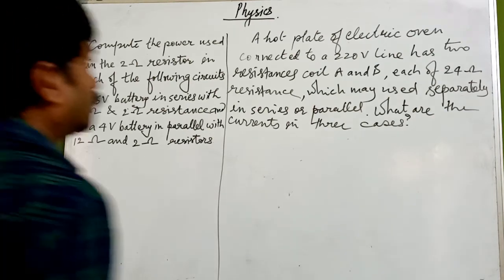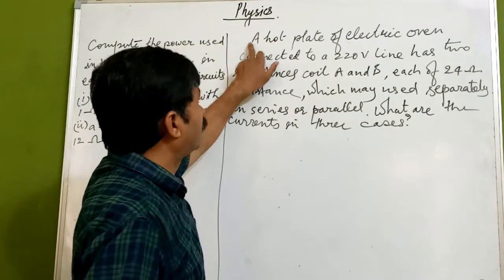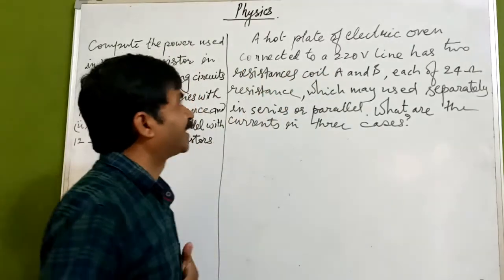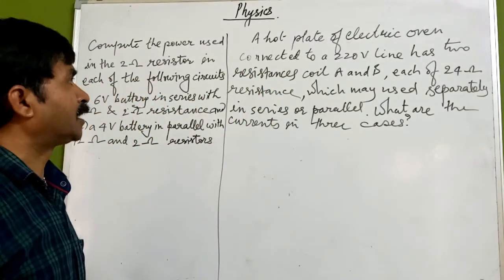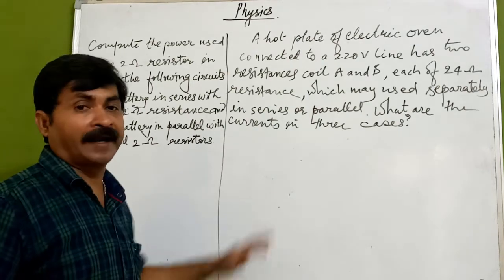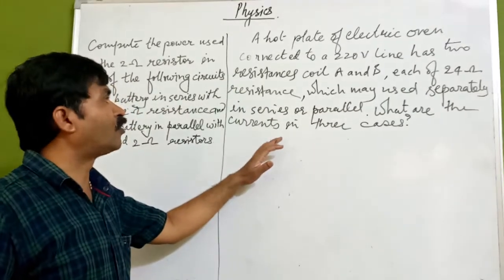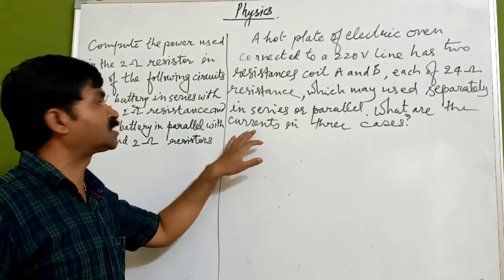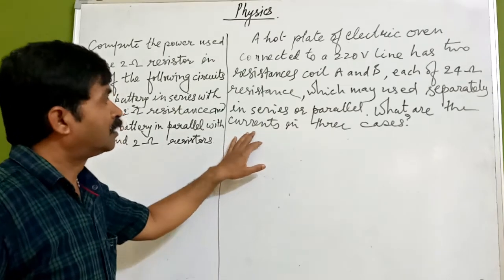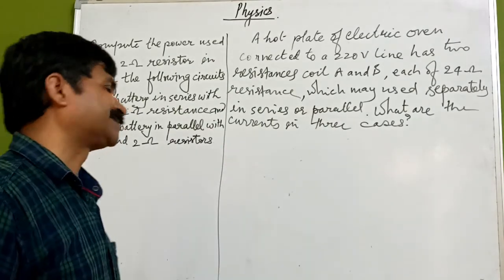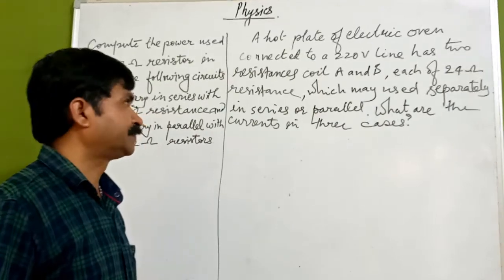Now here we have got a question. A hot plate of an electric oven connected to a 220 volt line has two resistances, coil A and B, each of 24 ohm resistance, which may be used separately, in series or in parallel. What are the currents in the three cases?